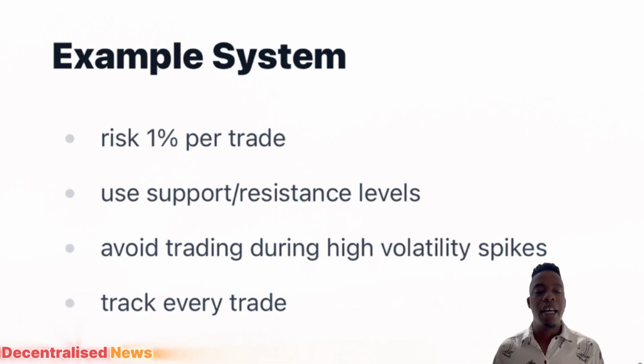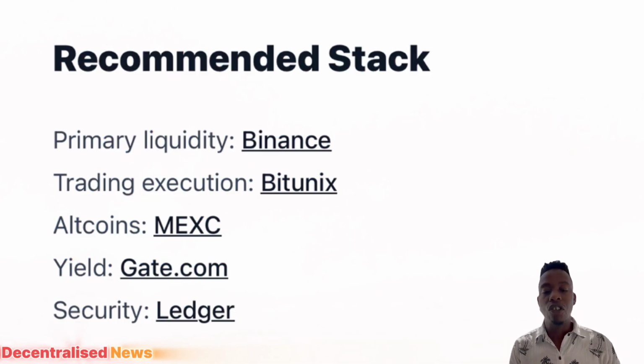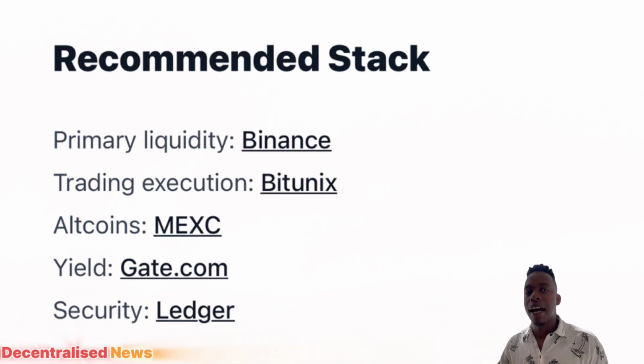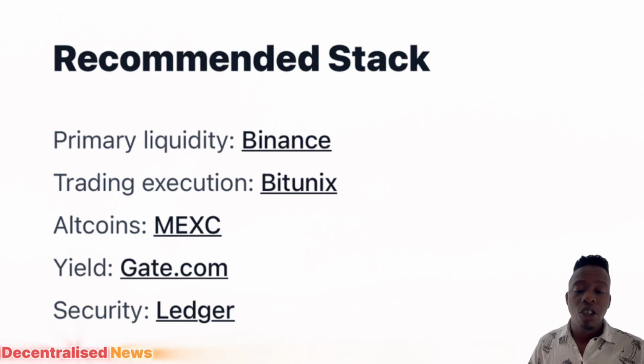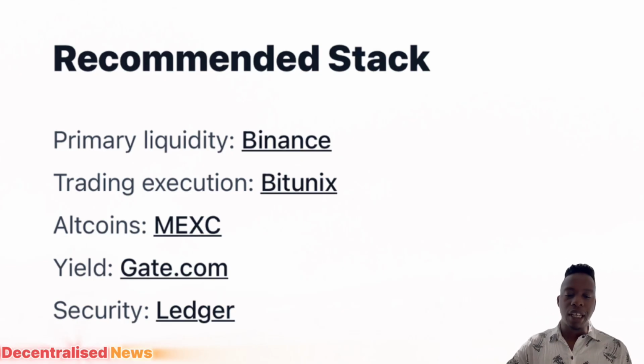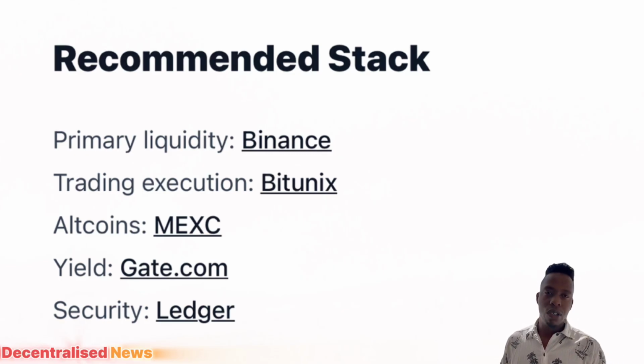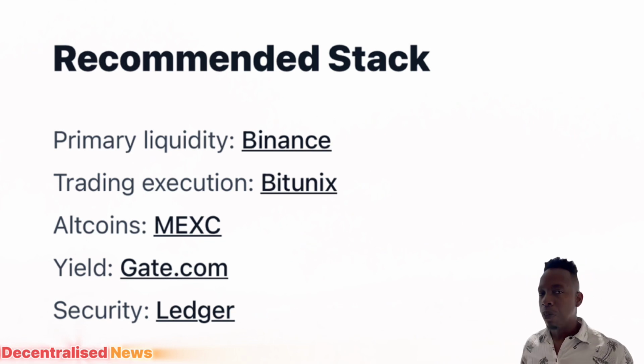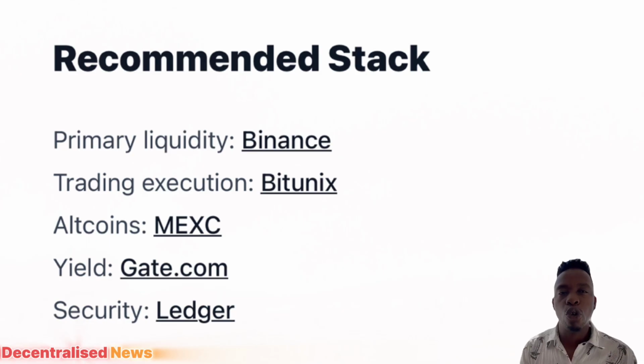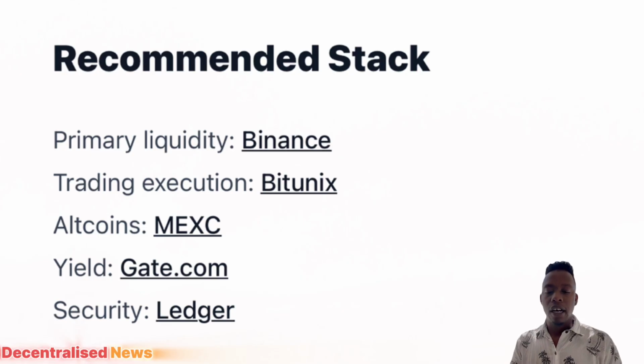Number 8 is combining Bitunix with other platforms. You don't need to stick to just one exchange. There's what I like to call a recommended stack, where you can use highly liquid venues like Binance for liquidity, and do your trading execution on Bitunix. If you want to dive deeper into altcoins that may not be available on Bitunix, you go to places like MEXC. If you want yield, maybe use Gate.io. If you want to store your crypto off the exchange, you move it to your Ledger or a core wallet. This gives you redundancy, flexibility, and opportunity access.